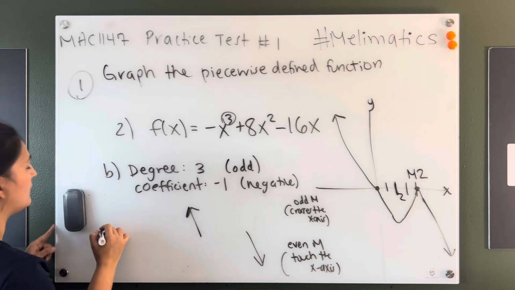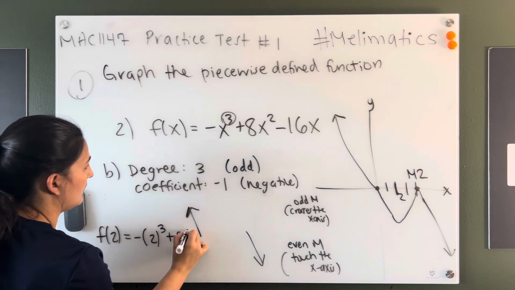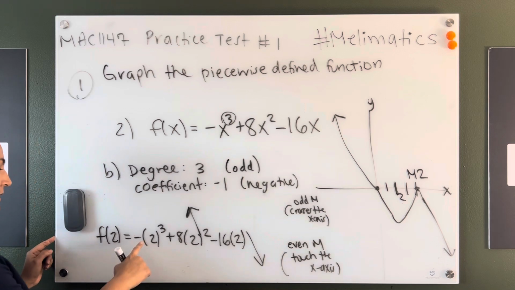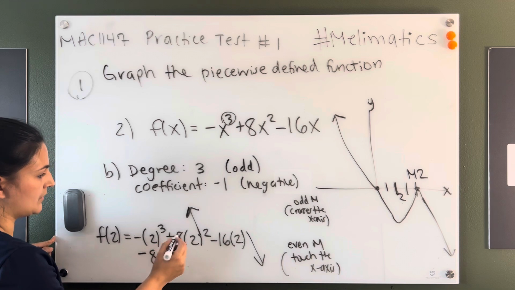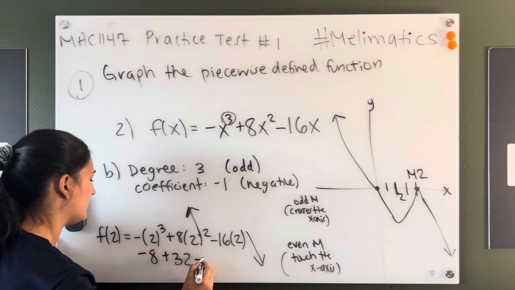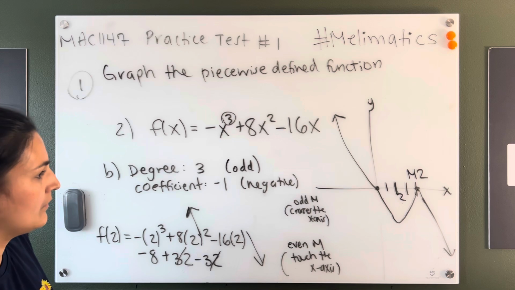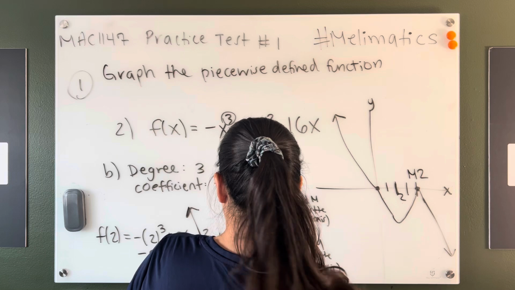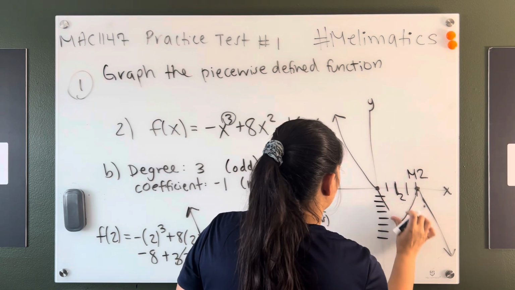Okay, so let's plug in f of 2 and actually get the ordered pair for it. So this is 2 to the third power, which is 8, and then make it negative. This is 2 to the second power, which is 4, times 8 is 32. And of course, negative 16 times 2 is negative 32. So this is going to cancel, and you're going to get 2, negative 8. So 1, 2, 3, 4, 5, 6, 7, 8. So it's going to be up to down here. So let's fix that.